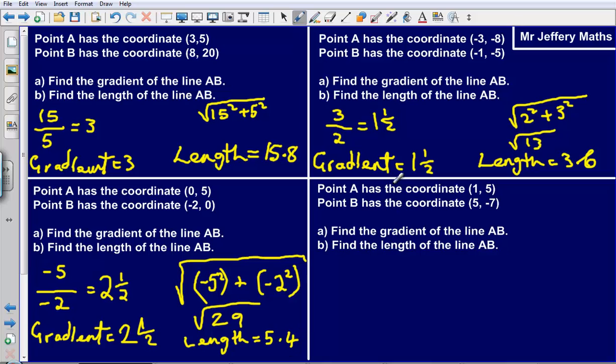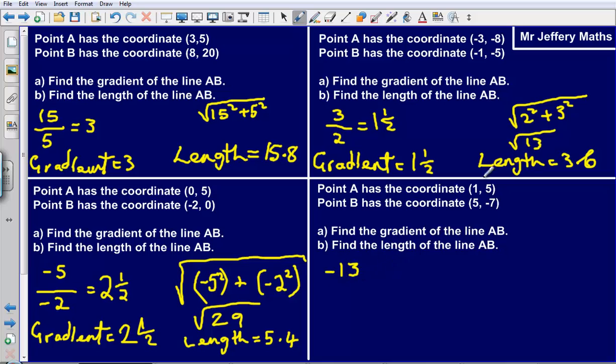Okay, final one. Point A has the coordinate 1, 5. Point B has the coordinate 5, minus 7. Find the gradient of the line AB. So again, let's take a look at what's happening to our y coordinate. How far are we moving up or down? This time we're moving down by 13. So on the y-axis we are going down by 13.